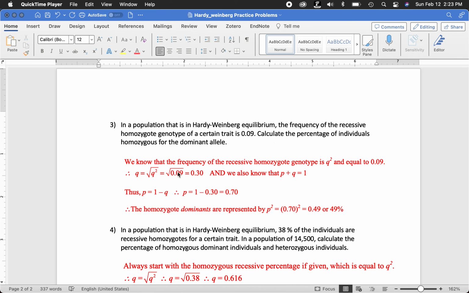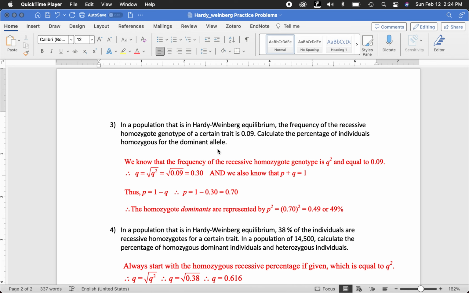So we know that the frequency of the recessive homozygote genotype is Q squared. And we also know that it's equal to 0.09. So if you just take the square root of 0.09, it will give you the allelic frequency for the recessive allele. Now we can use that in our P plus Q equals 1 equation to find the allelic frequency of the dominant allele.